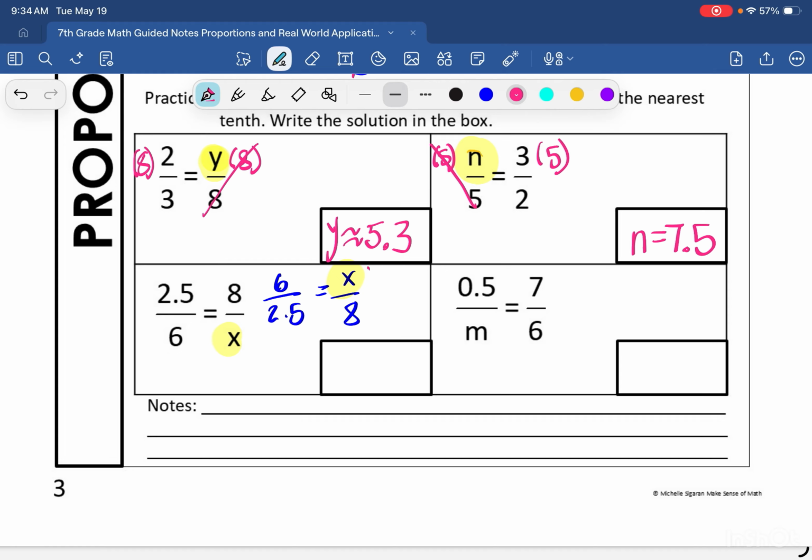I can multiply each side by 8. That cancels out and gives me 1x. Now I have 6 times 8, which is 48, divided by 2.5. I get x equals 19.2.